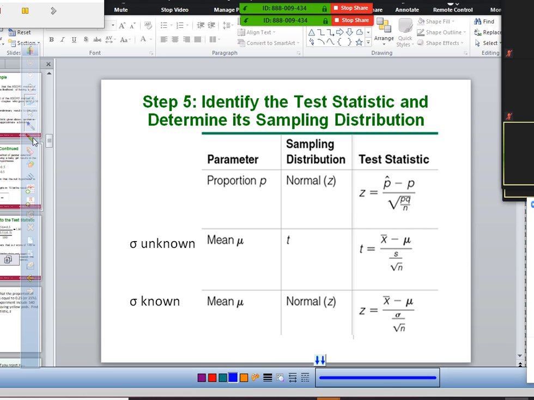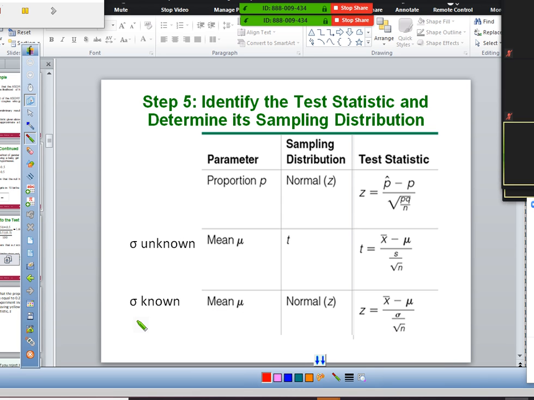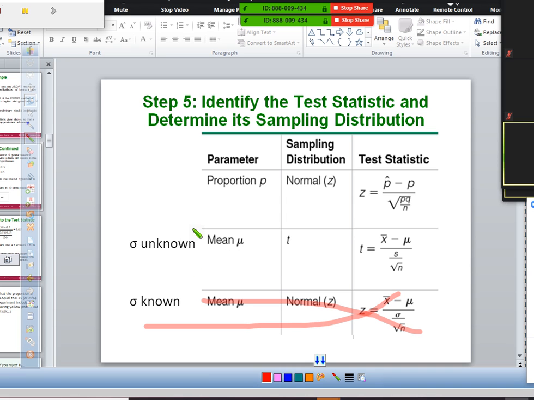So we do this sigma over square root of n. But remember that for these tests, it's very unusual that we know sigma. We don't know mu, and we don't know sigma either. So pretty much we're going to use this one instead for our means: x bar minus mu over s over square root of n. Whenever we have a mean, we use that. And whenever we have a proportion, we'll use this one.